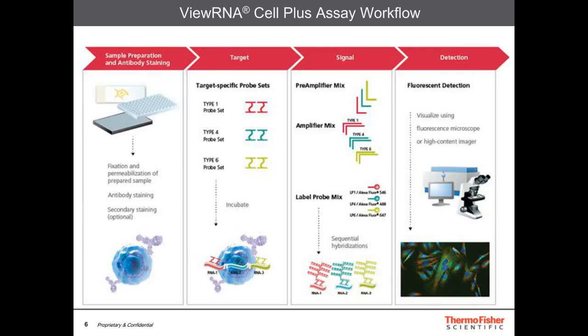So these are sequential hybridizations where we can look at multiple RNAs within the same cell as well as antibodies. And then the readout, the detection portion of the assay, is done using either a standard epifluorescent microscope or a high-content imager.